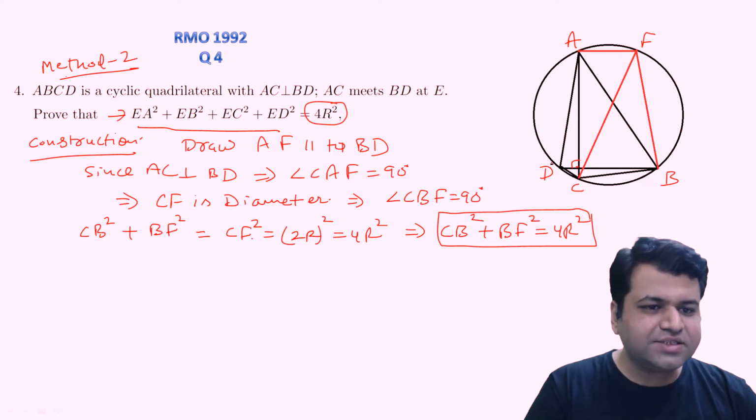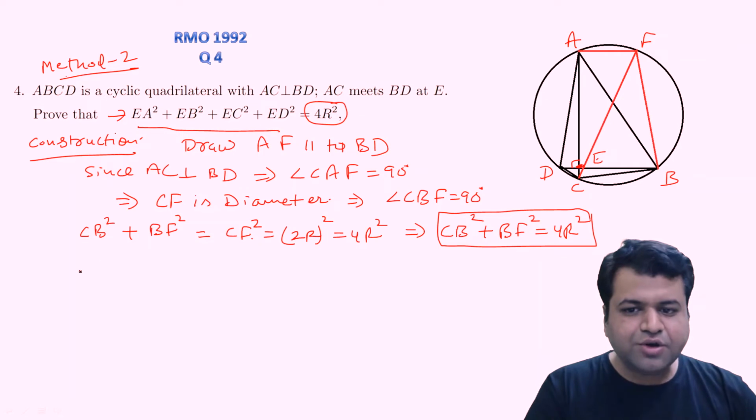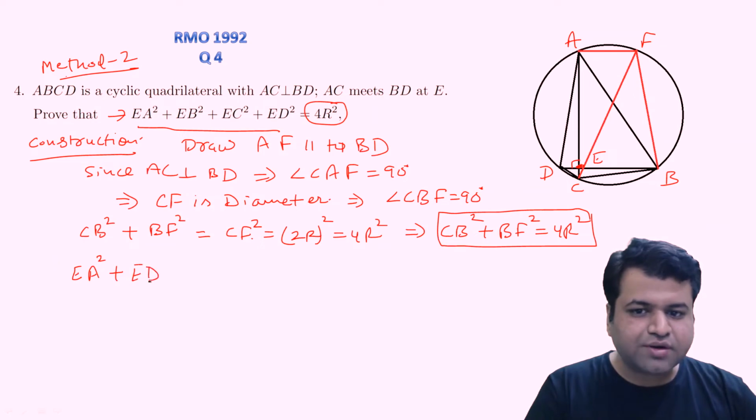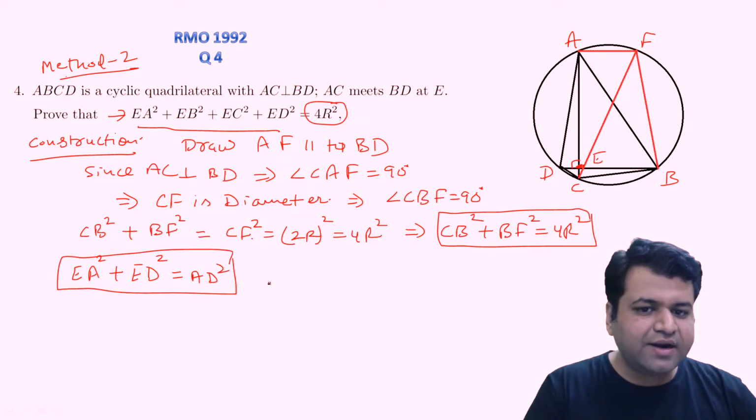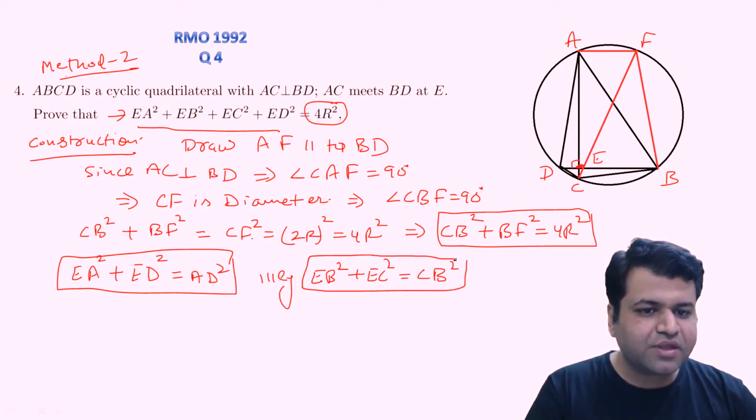Okay, let's see this. This was the point E, right? So can you tell me what will be EA square plus this ED square? That will be nothing but AD square by Pythagoras theorem only, right? And similarly, can you tell me what will be EB square plus EC square? That will be again by Pythagoras theorem, nothing but CB square, right?